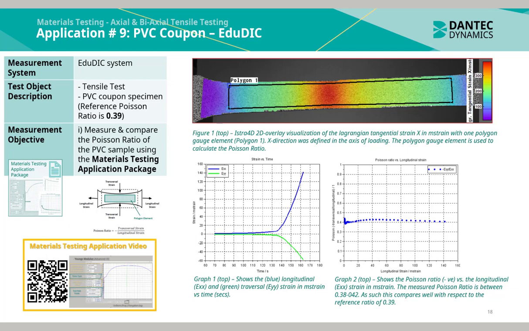In graph 1 to the top, we see the blue longitudinal EXX and green transversal EYY strain in millistrain versus time. In graph 2, we see the Poisson ratio versus the longitudinal EXX strain in millistrain. The measured Poisson ratio is between 0.38 to 0.42. As such, this compares well with respect to the reference ratio of 0.39.